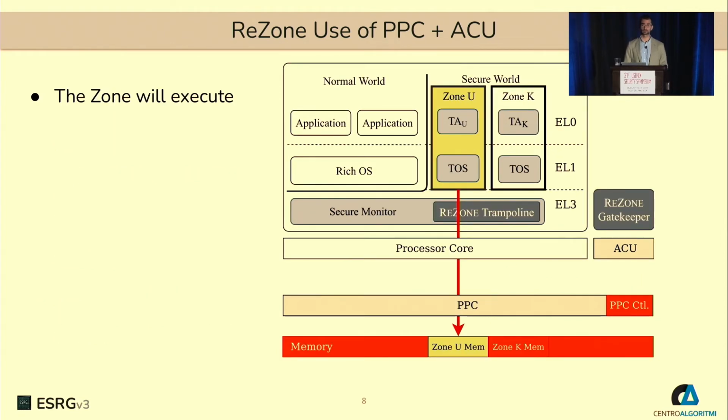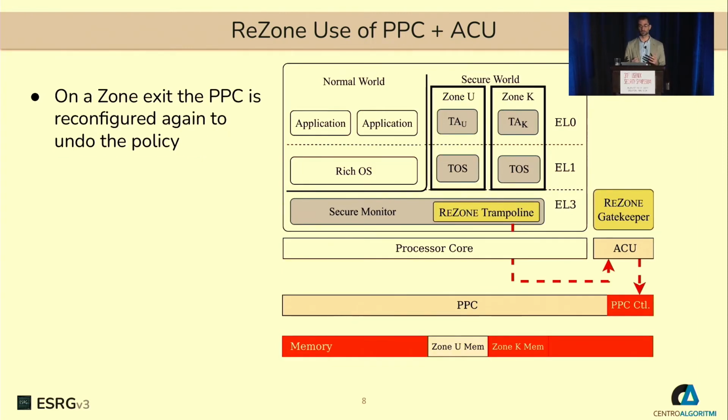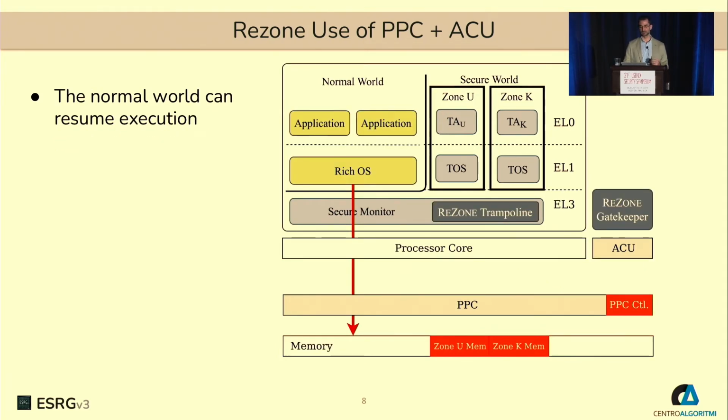After the context switch, a zone will execute, and the PPC will ensure that that zone will only be able to access that zone's memory. On an exit, again, the trampoline and the gatekeeper coordinate to securely reconfigure the PPC in a similar way as when the zone was entered. And after all this, the normal world can resume execution.